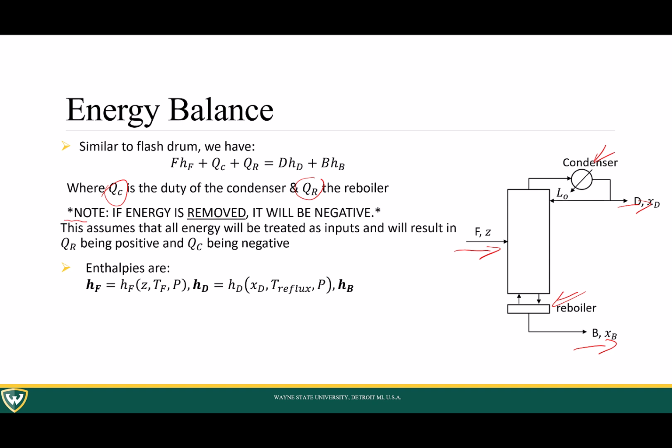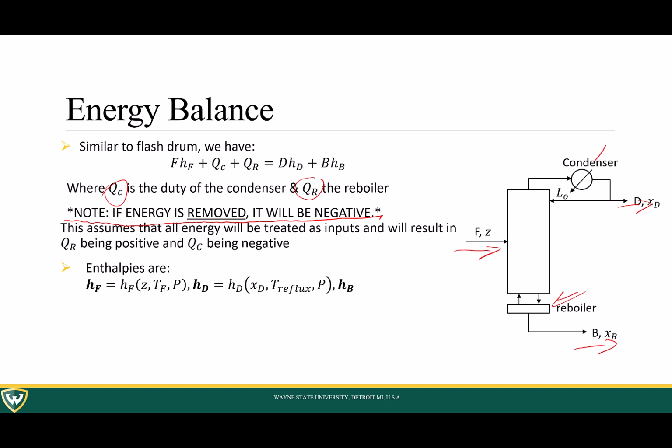Big note here: if the energy is removed, it will be negative. That's because this equation assumes that all energy is treated as an input into the system, where the system is your liquid, your mixture, your column. If you're putting energy into it, it's going to be positive. If you're removing energy, like the condenser does, then it's going to be negative. Okay? So typically, your reboiler will be positive, and your condenser will be negative.